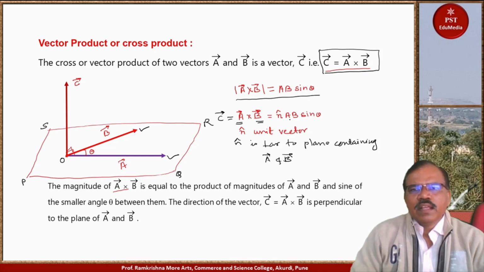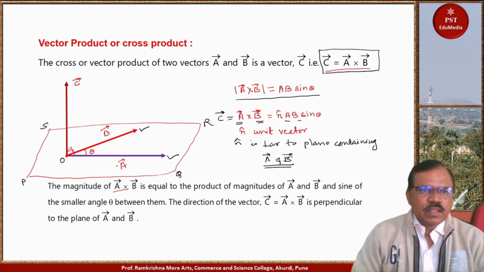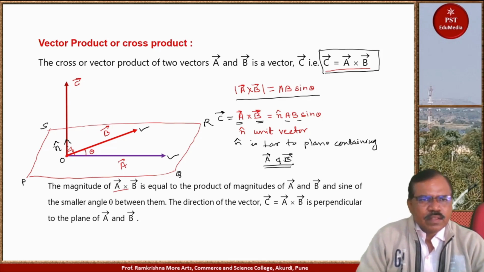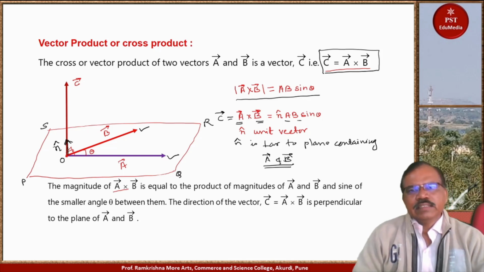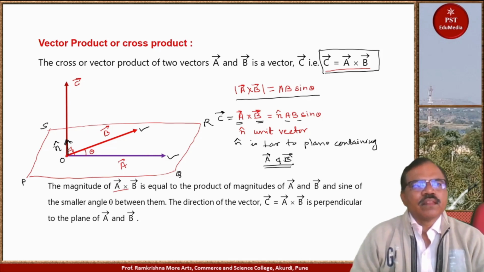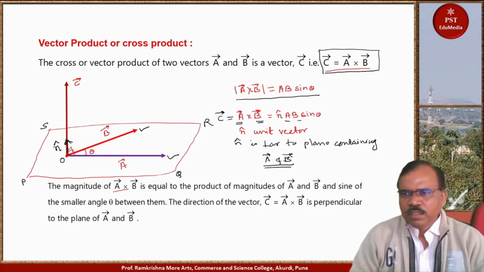C is equal to n AB sine theta. A and B are magnitudes. So the direction of n is perpendicular to A and B, means perpendicular to plane PQRS. So here this is the direction of n, perpendicular to plane PQRS containing vectors A and B, or it is also perpendicular to vector A and perpendicular to vector B. So this unit vector is along C. So in this way we find the vector product or cross product of two vectors.